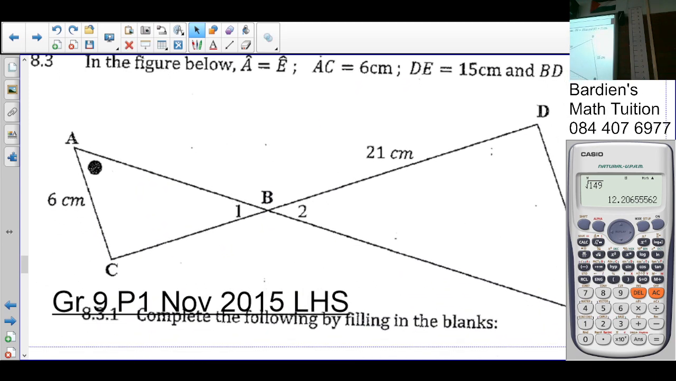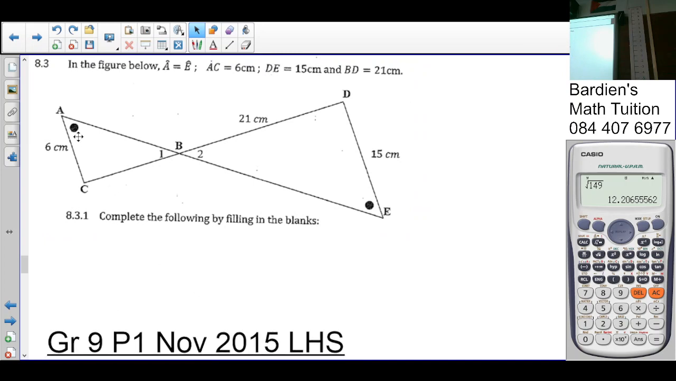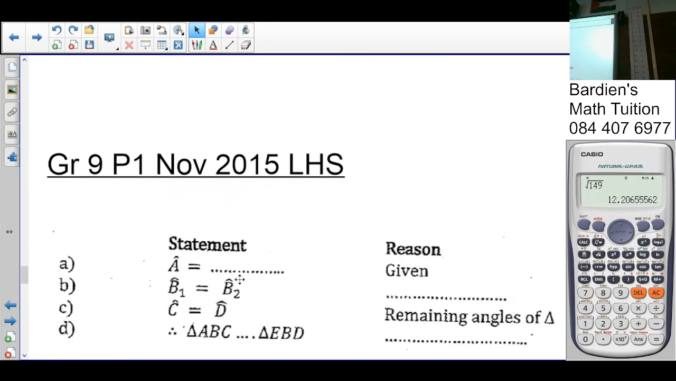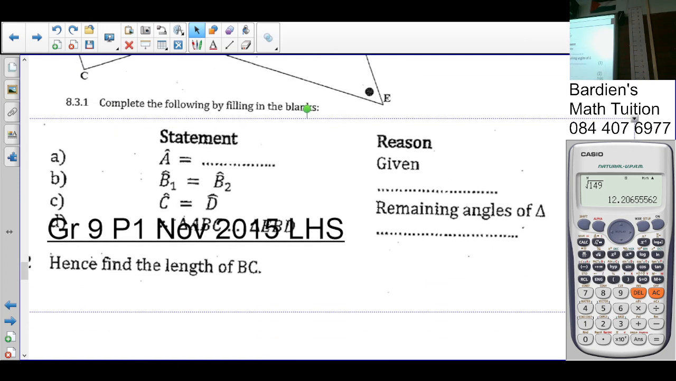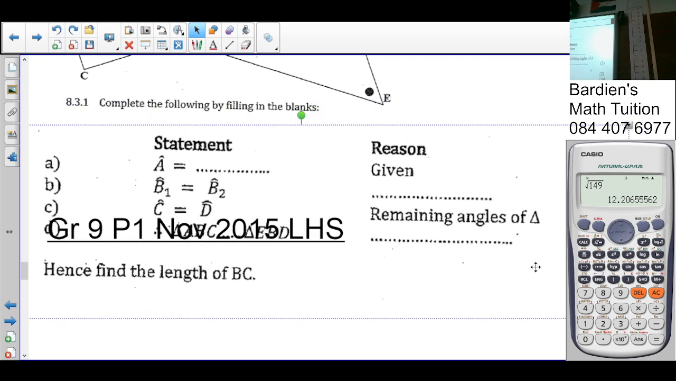In 8.3 we are told in the figure below angle A is equal to angle E. Then we are told that AC is 6, DE is 15 and BD is 21 centimeters. Complete the following by filling in the blanks. So here we got a partially solved similarity question. Can you see that? It's partially solved.